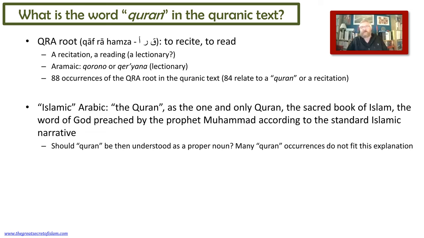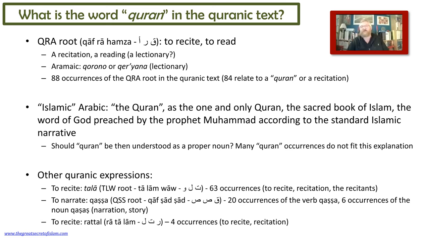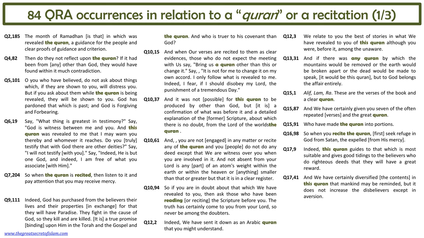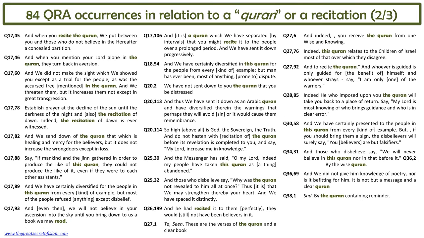And I want also to point out that there is something very specific with this Q-R-A root, because there are other words to describe the recitation or the narration. We find in the text the verb tala, which means to recite, and also kasa, to narrate, or ratal, to recite. But when the Q-R-A root is employed, it has something to do with a Quran and a sort of religious text, and we will see which text it is. So I've looked at every occurrence of the Q-R-A root, and here is a list of the 85 Q-R-A occurrences in relation to a Quran or a recitation in the Quranic text. There are a lot of them.